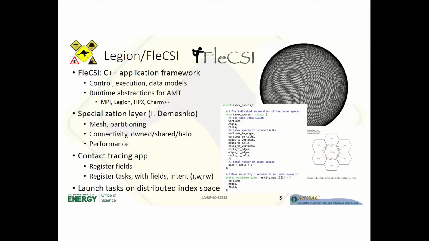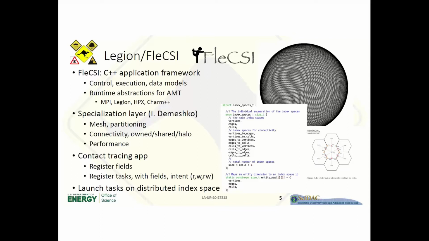So this framework basically does 2 things. You create a specialization layer according to the meshes you're using. So you can do partitioning and connectivity, separate the owned, shared, and halo regions, for example. FleCSI actually comes with a default one, but it's best to create a specific one for your meshes for performance reasons.